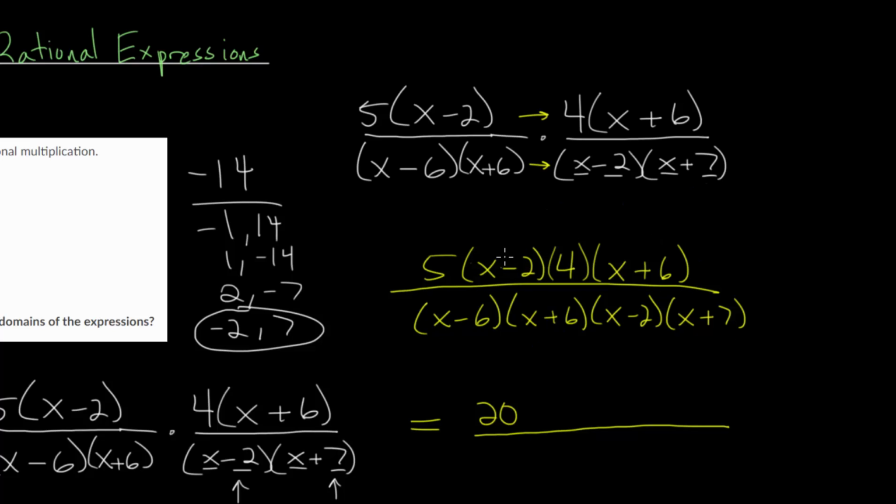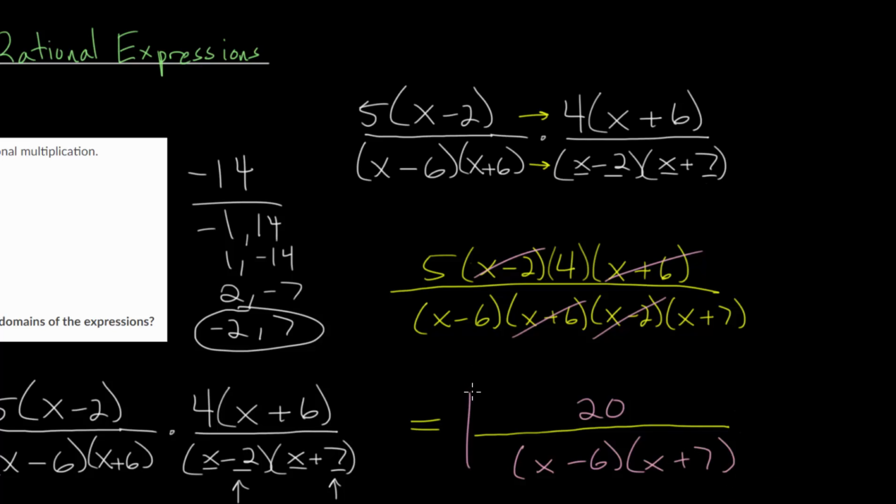Since notice, we have an x minus 2 up top and down below. So something divided by itself, that's just 1. So they will cancel out. And we have an x plus 6 up top and down below, so they will cancel out as well. And that's all the cancellations we can make. So up top, we're just going to have this 20. Actually, let me just move it to the center. So we have 20 up top. And down below, we're left with that x minus 6 times by x plus 7.